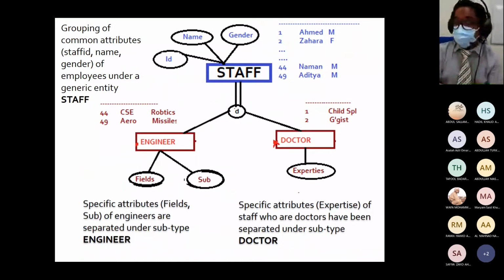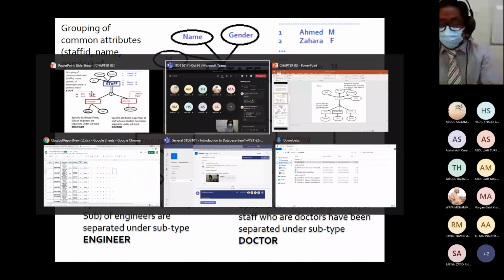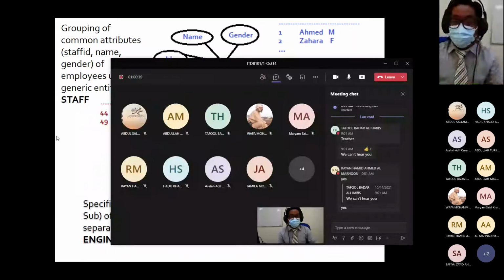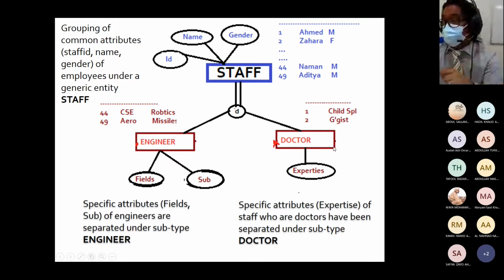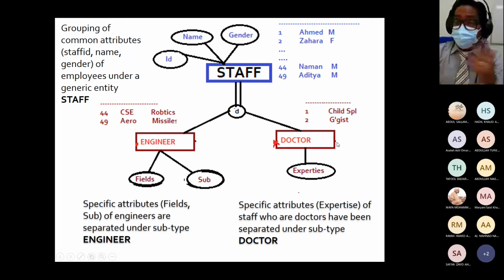Okay, now moving on to this one, which is much more specific. The example is pretty much straightforward. You can see that this staff has split into specializations, which are engineer and doctor, and those engineer and doctor are considered to be lower class level, right? And from the scenario, they have probably identified that ID, name, and gender are common attributes for each one of these specializations, right?